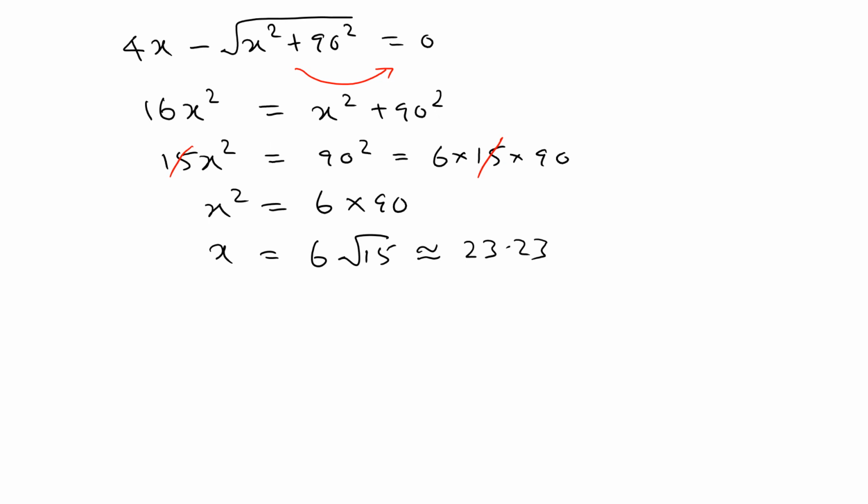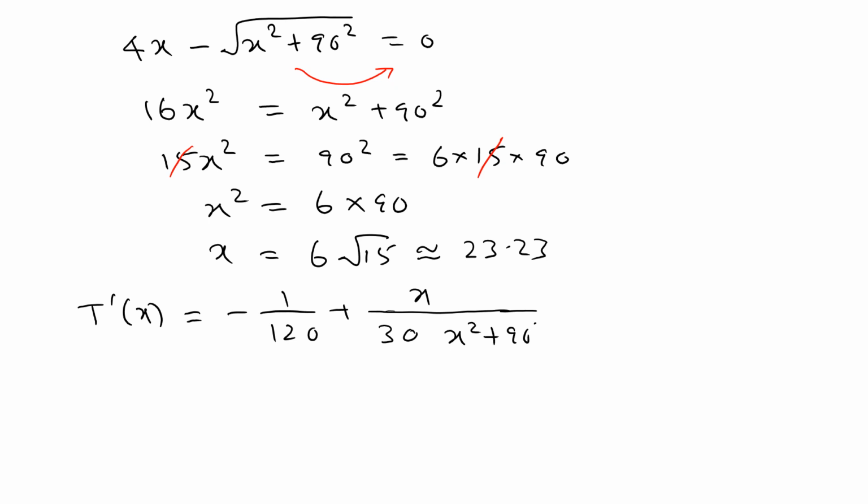Now let's see whether this is a minimum. To find whether this is a minimum, you have multiple ways. You can use the first derivative test or the second derivative test. So let's do the second derivative because we just took the derivative. The derivative was negative 1 over 120 plus this form. It's much easier to take the derivative of this form because some of the terms get cancelled out. So we go back to this form and take the derivative.